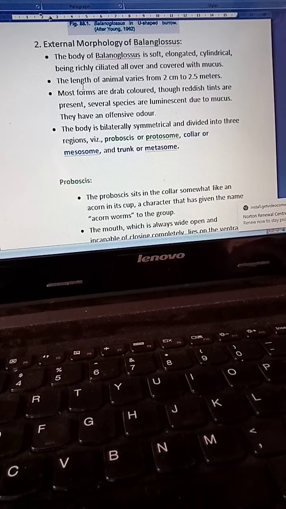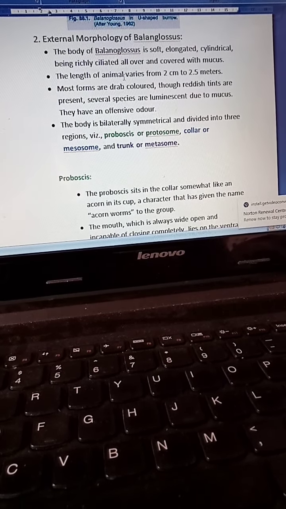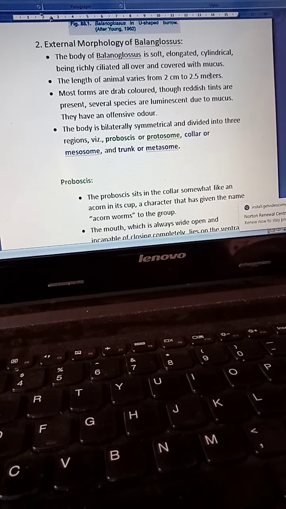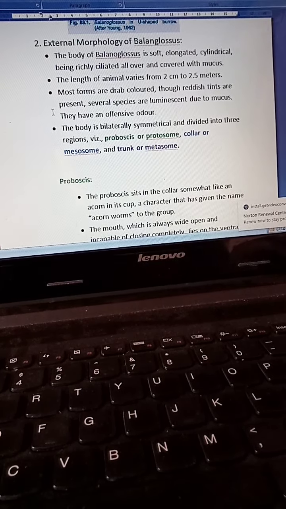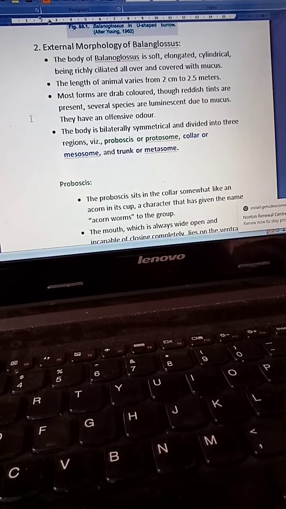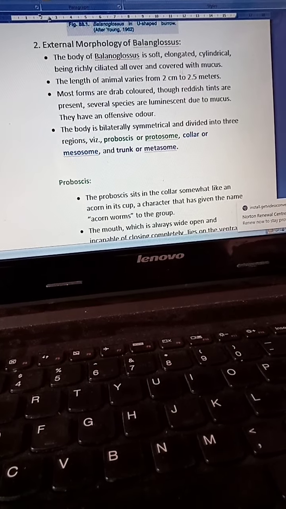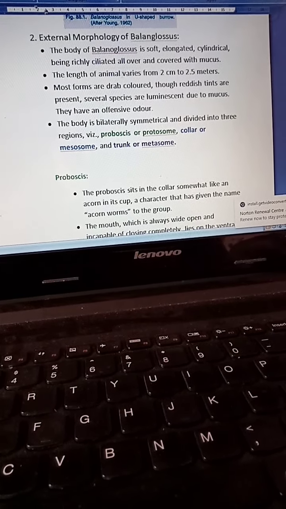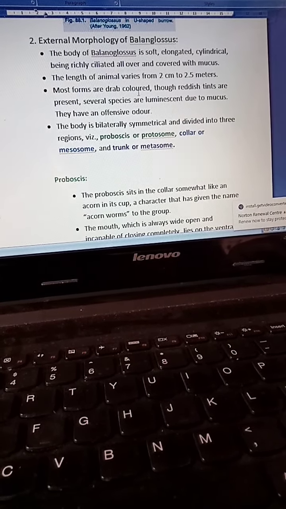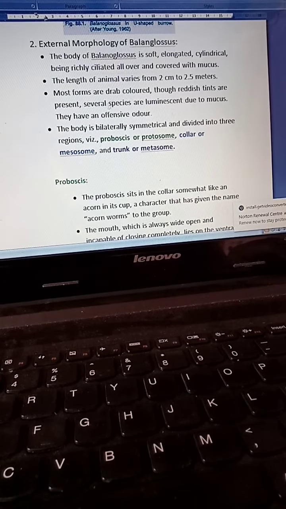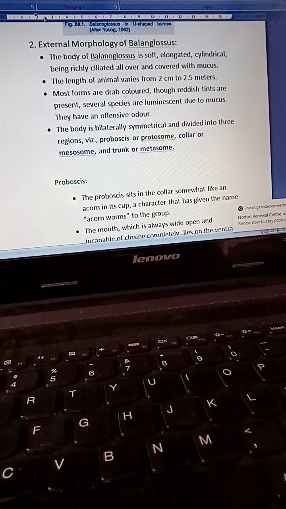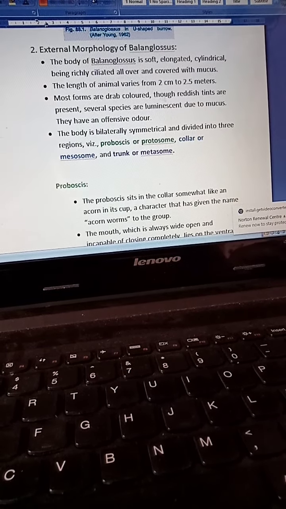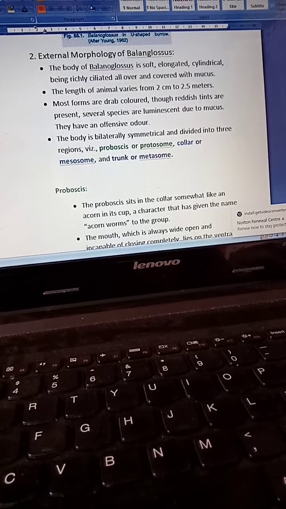And here the length of animals varies from 2 centimeters to 2.5 meters. So what is the measurement of the body of Balanoglossus? It will be 2 centimeters to 2.5 meters. Most forms are drab colored. Drab means dull colored. The Balanoglossus will be dull colored, though reddish tints are present.